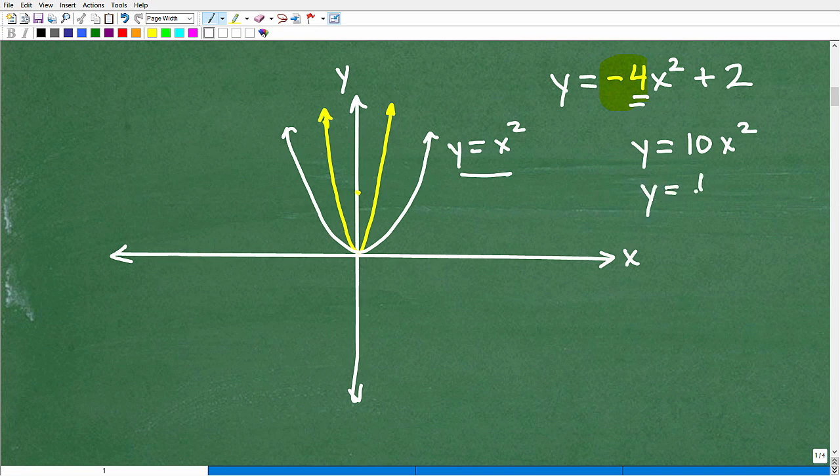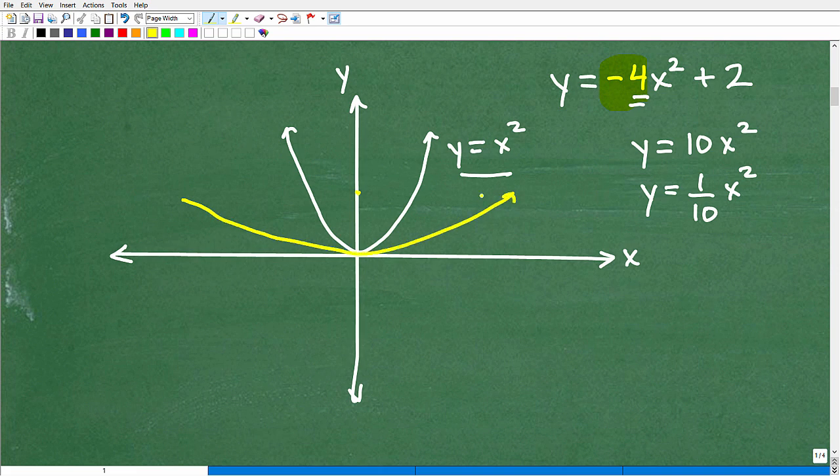What if I have 1/10 x squared? Interesting, okay? So if you have 1/10 x squared, well, the impact on that is what? Let's just kind of guess, right? Well, if the other one made that skinny, this is less than 1. It's a very, very small number. Yes, you have it right. It's going to become wider, okay? That parabola will become wider, all right?